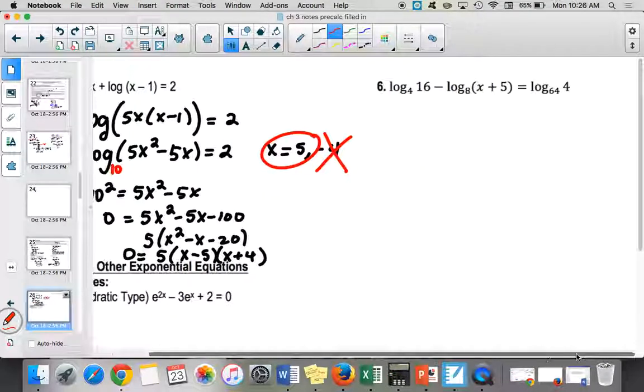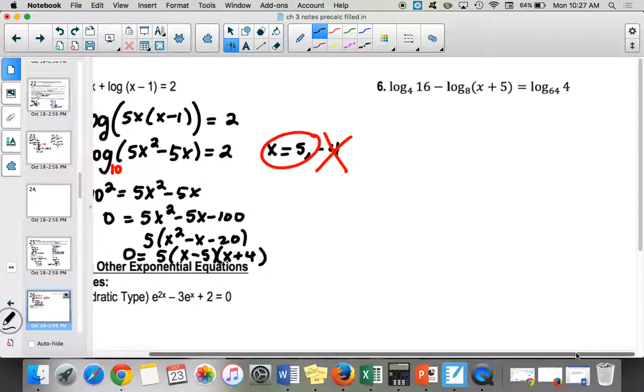Okay, so same thing on the next one. We're going to combine as much as possible. But in this case, I have log base 4, log base 8, and log base 64. So we really can't combine those into a single logarithm because they don't have the same bases. So this is when panic ensues, and you guys are like, what? What do I do?